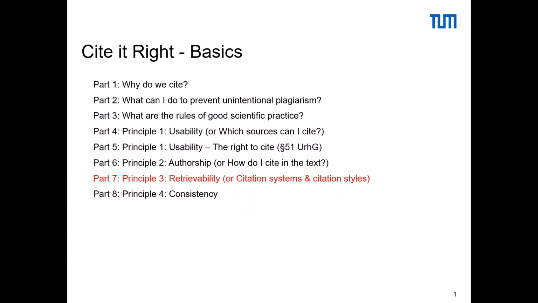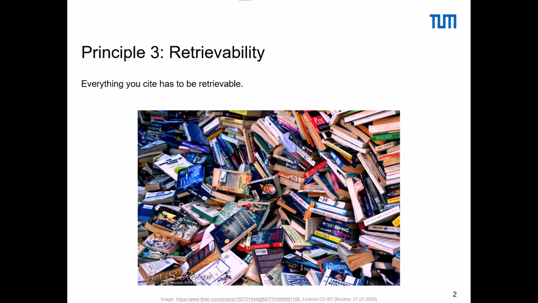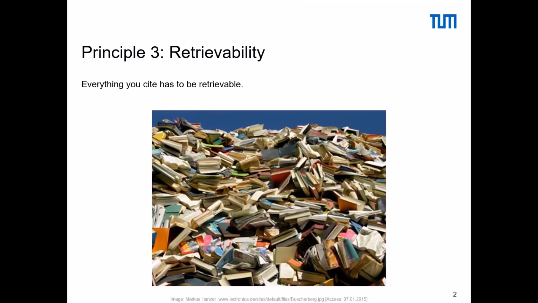Cited Right Basics, Part 7, Principle 3: Retrievability, or Citation Systems and Citation Styles. The third principle is a principle of retrievability, which means that everything we cite has to be retrievable for our reader. So we have to give our reader all the information he needs to find our source, and we should make it as easy as possible for him to find the source. For this, we will have a look at the so-called intertextual chain.